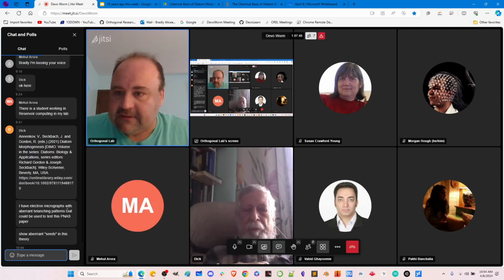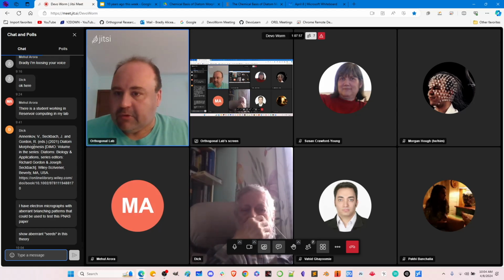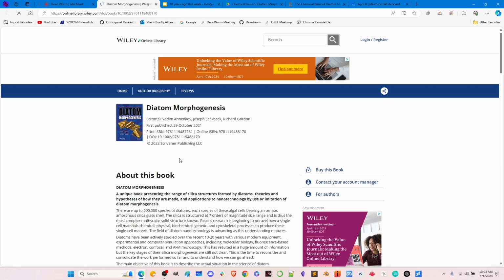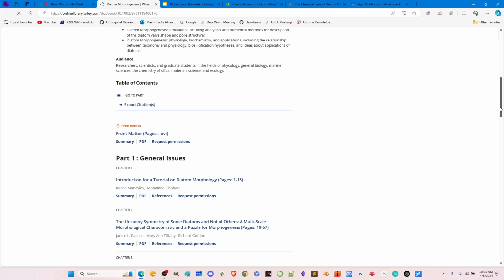So we have this citation by Dick. This is a paper from 2021. This is with Dick and Joseph Seckback and another author. Diatom morphogenesis. This is from this volume here. So this is the link. This kind of goes over more generally, this is actually a book on diatom morphogenesis. This goes over a number of topics.